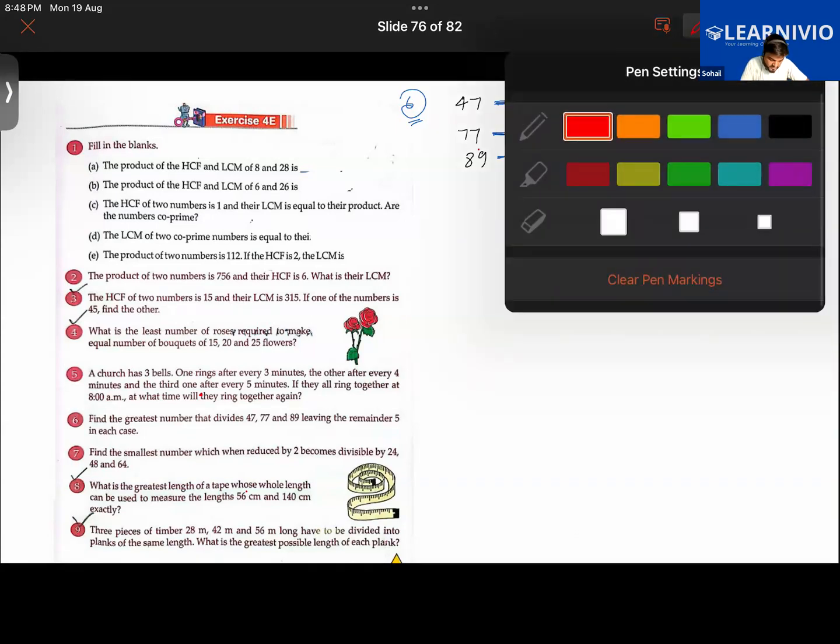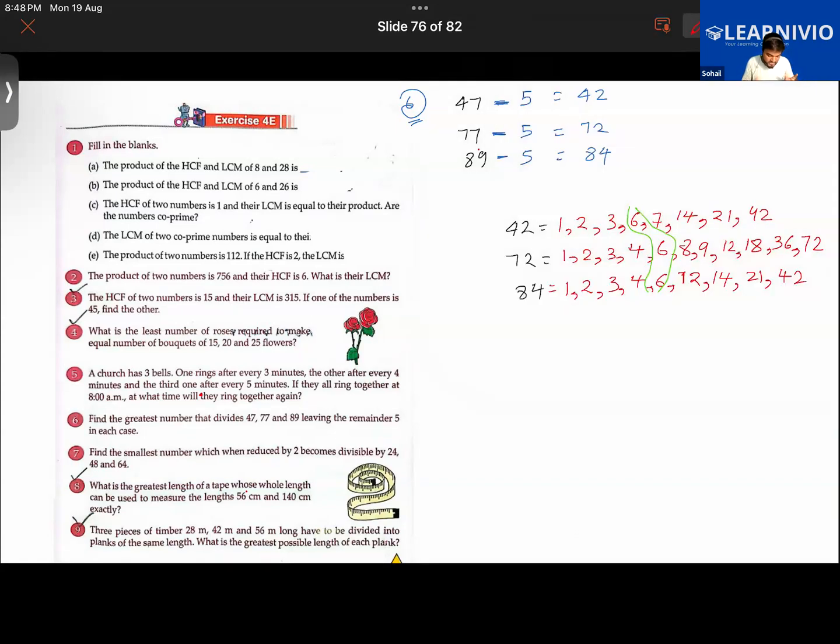So the question is saying: find the smallest number which when reduced by 2 becomes divisible by 24, 48 and 64. Okay? So what we are solving here is the smallest number which when reduced by 2 becomes divisible by all these three numbers, right? Now, as we know, the least common multiple of given numbers is the least possible number that will be divisible by each of the numbers.